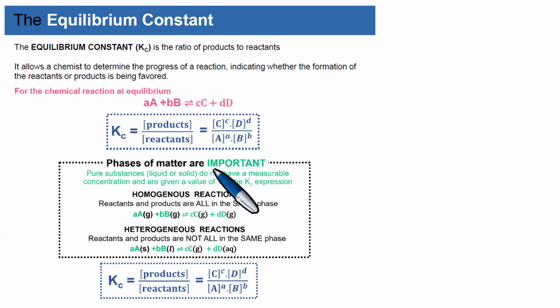Okay, let us talk about Kc and what Kc means here. The equilibrium constant is the ratio of products to reactants. What is Kc? It is the ratio of products to reactants. That is the definition, if somebody asks what is Kc. Kc is the ratio of products to reactants. It allows the chemist to determine the progress of a reaction, indicating whether the formation of the reactants or product is being favored.